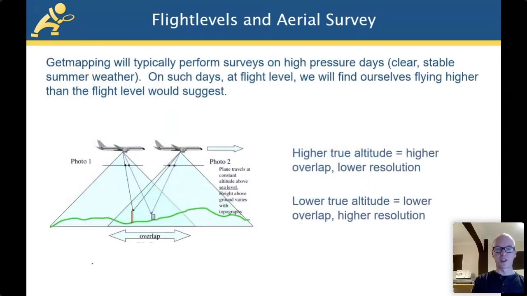So again, yes, we perform surveys on high pressure days, flying higher than the flight level suggests, and this shows you what we're like over the ground, and an illustration of what the overlap looks like. If you're raising those two aircraft, the actual overlap will slightly increase on the ground, and it also varies with topography as well. So you're going to get a higher overlap over higher ground. You need to make sure that over the lower ground, your minimum desired overlap is maintained, and that is all done in the flight planning.